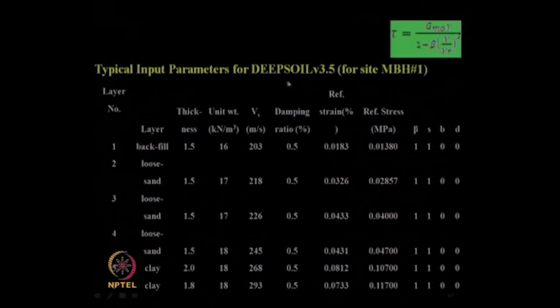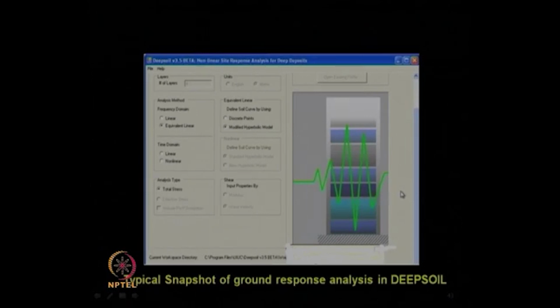As I have said, we used DEEPSOIL software, version 3.5 was used at that time, with all these input values like shear wave velocity, which is an important parameter and needs to be given, unit weight also needs to be given, layer wise damping ratio, and reference percent strain with which you start and then converge the solution. We have discussed these things already in the equivalent ground response analysis earlier in one of the modules.